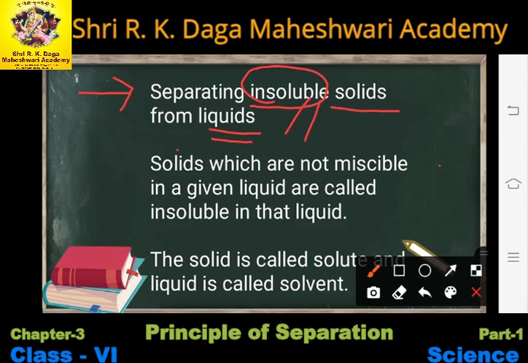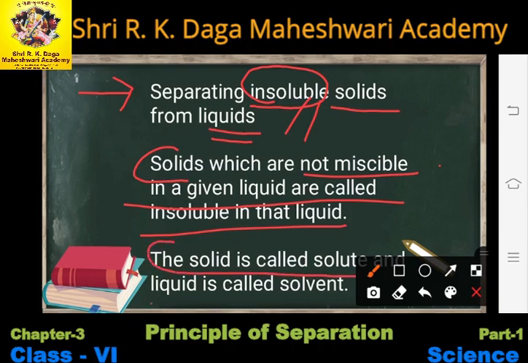So the things which get completely dissolved in water are called soluble in water, but the things which do not get completely dissolved in water are called insoluble in water. We have written here also: solids which are not miscible or not dissolvable in a given liquid are called insoluble, right? For example, the rice in the water.